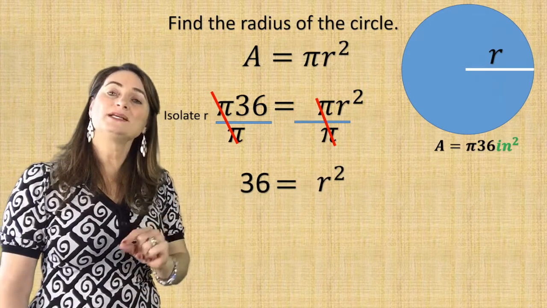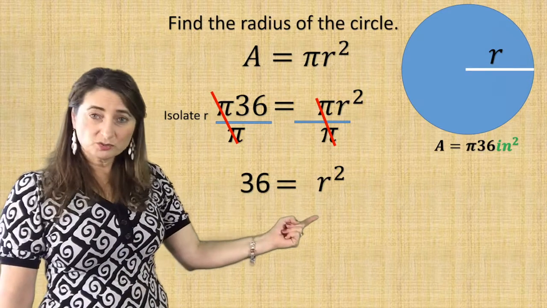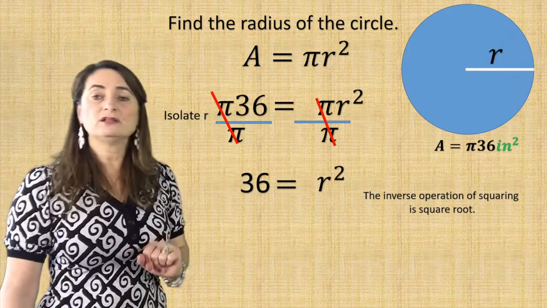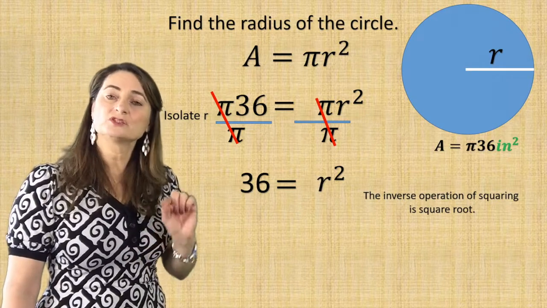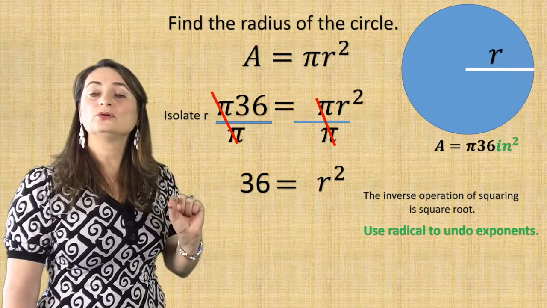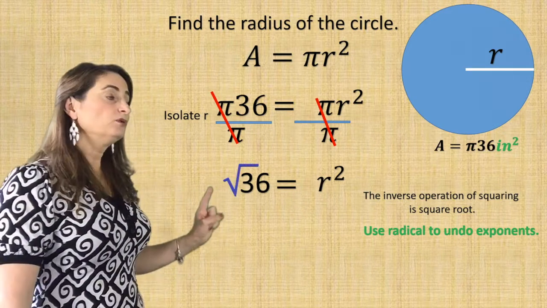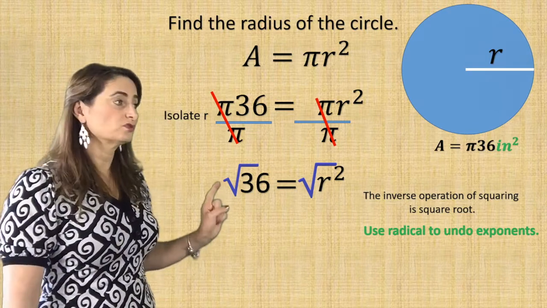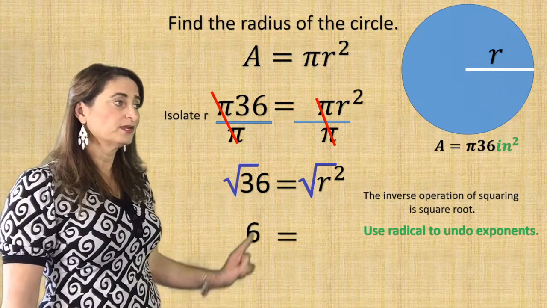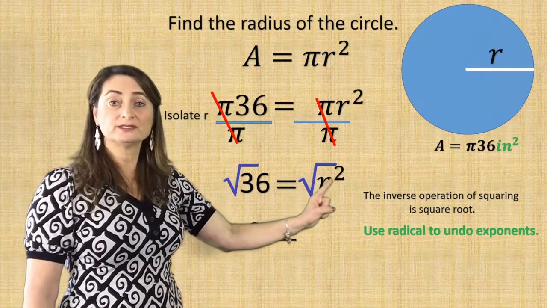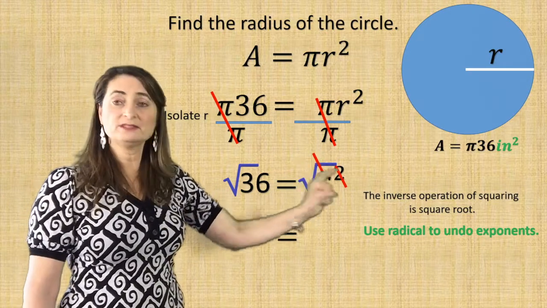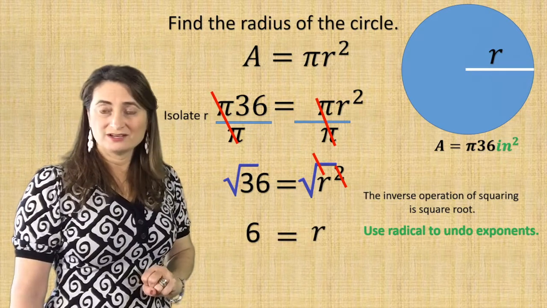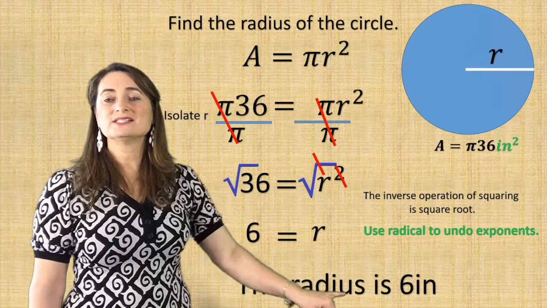Now I still need to isolate r, not r squared. So get rid of the squared. Remember, squaring and square root are the inverse of each other, so to get rid of the squared, use the radical or the square root. So I will take the square root of both sides of the equation to make the equation balance. The square root of 36 equals 6, and the square root of r squared, watch how the square root and the squared cancel each other. You're left with r. So the radius equals 6 inches.